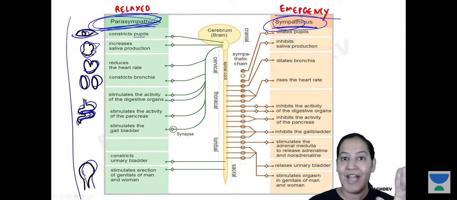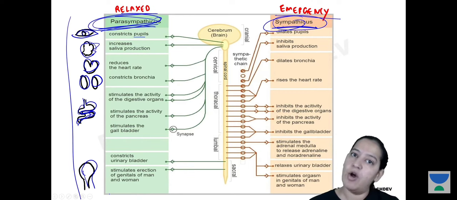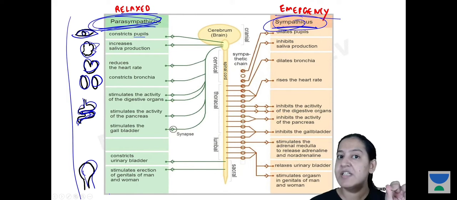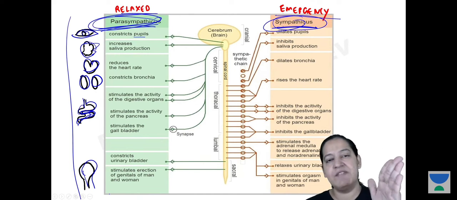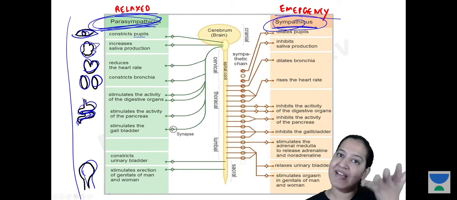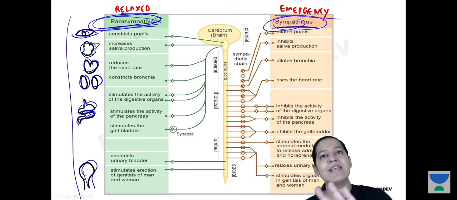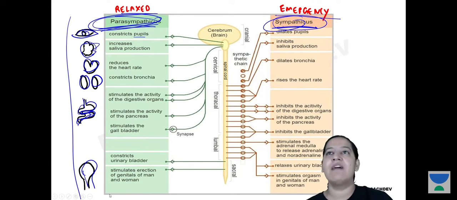So they are supplied by both. But at a time, only one of them is activated. At a particular moment, only one of the systems will be activated. If parasympathetic is activated, all the organs will have parasympathetic action. If sympathetic is activated, then at that time all the organs will have sympathetic actions.